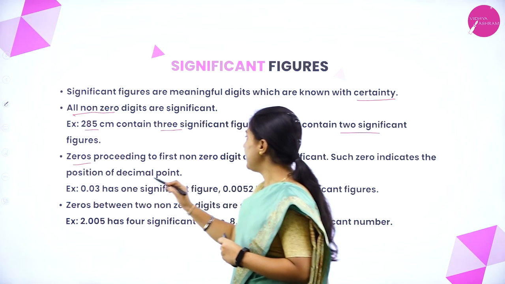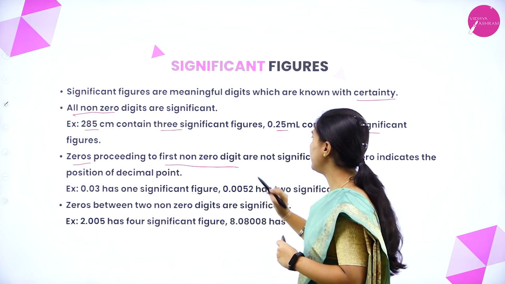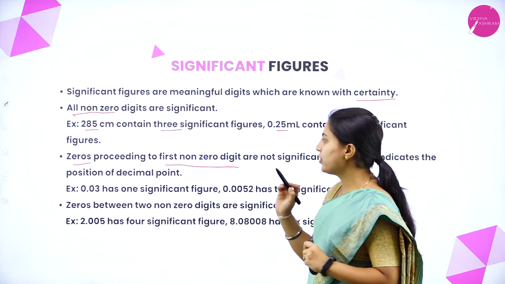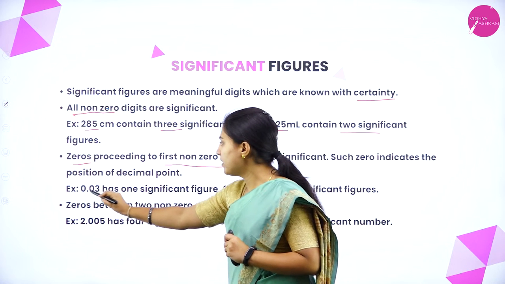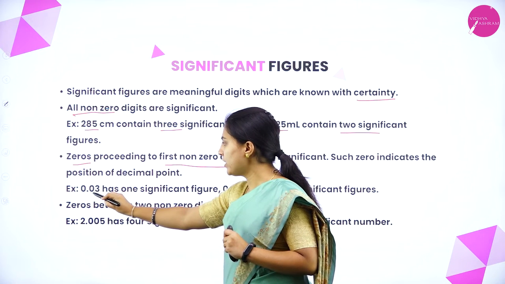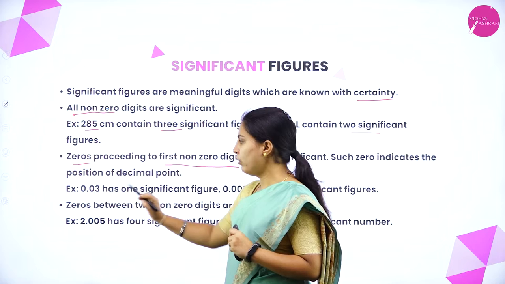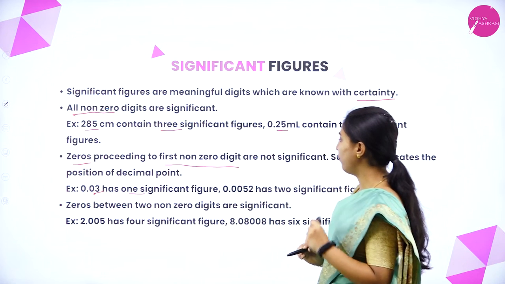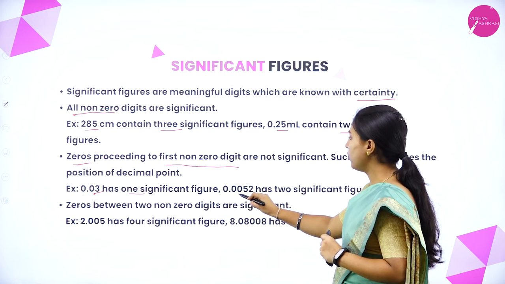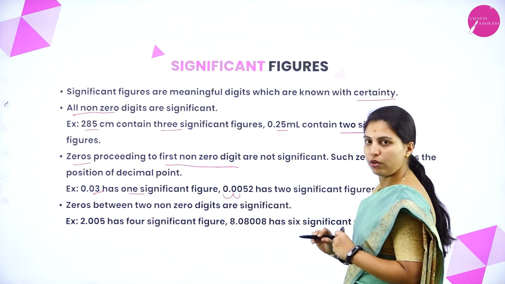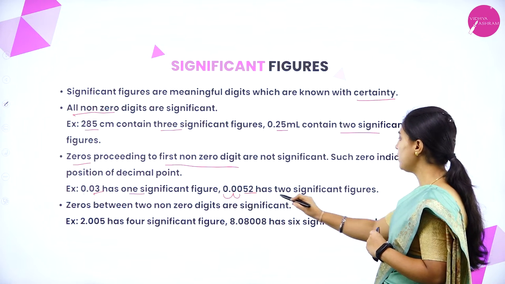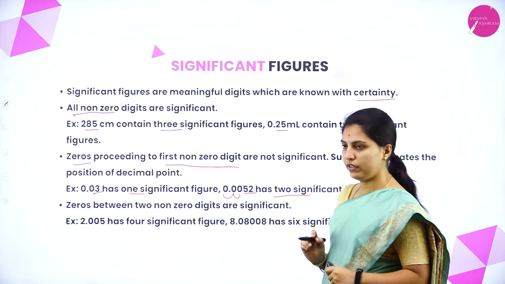Zeros preceding the first non-zero digit are not significant. Such zeros indicate the position of the decimal point. See here, 0.003, the zeros are preceding the non-zero digit. So we only consider the non-zero digit, that is one significant figure. See here also, the zeros are preceding, no need to count them. That's why 52 is 2 significant figures.